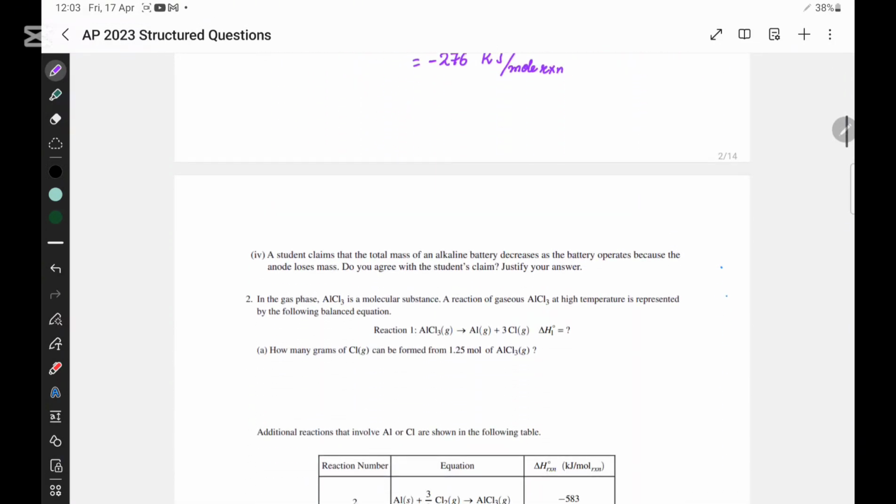So what we are going to write is that the battery is enclosed, and we can say one thing: no change in the total mass will occur.